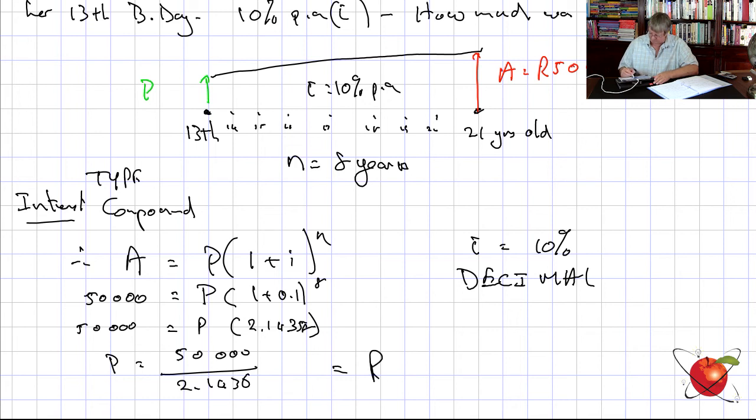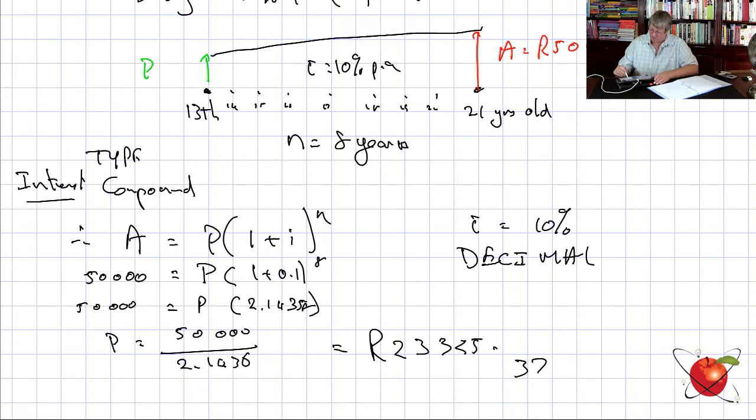23,325.37. Whoops, I moved that up by accident. Why did I do that? This is money. Money is rands, cents, dollars, cents, pounds, pence. Okay? So we always put it to the second decimal. Unless they tell you to the nearest rand, but generally speaking, it's to two decimals.